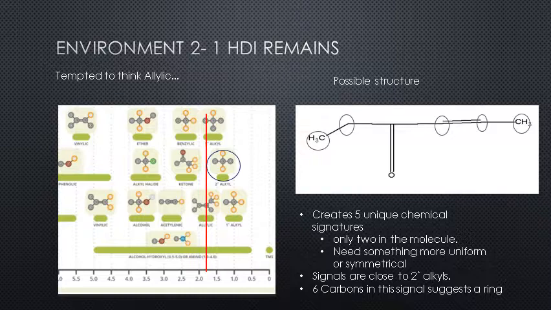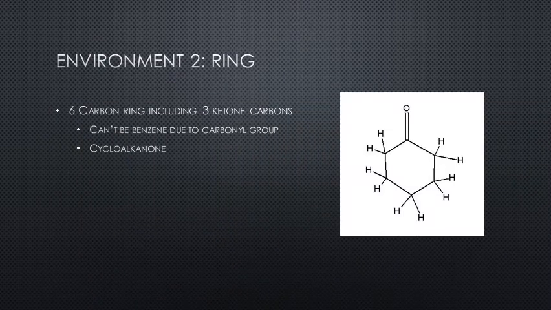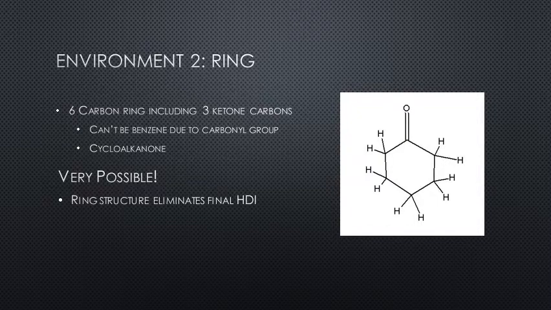So if we go along those lines, since we have 6 carbons, it's probably good to put them all in one ring. And that's going to include our 3 ketone carbons, so that the ketone is going to be bonded directly onto our ring. Now, because of the carbonyl group, we can't have benzene. So right now what we have shown is the cycloalkanone. And this is very possible.